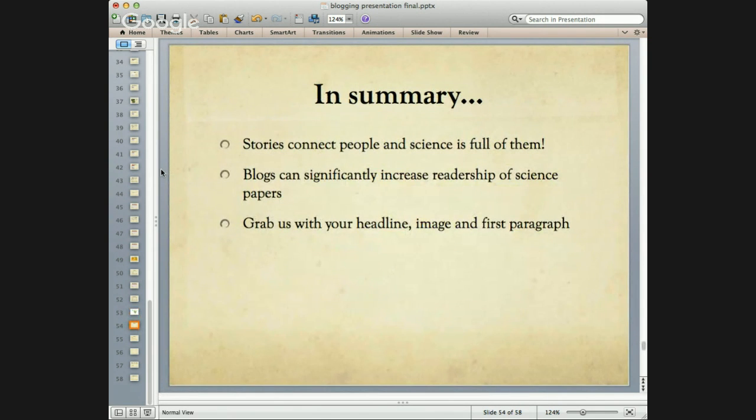So in summary, stories connect people, and science is full of fantastic, dramatic, wonderful, controversial stories. Hopefully I've given you some tips on where to find those. Blogs can significantly increase your readership of your scientific papers, and that's one of the key reasons I think scientists need to think about dedicating time to blog stories as much as they think about dedicating time to writing and doing science. And you must grab the very busy reader with your headline, your image, and your first paragraph. Make sure those are bang on, sharp, and really hook in a reader.